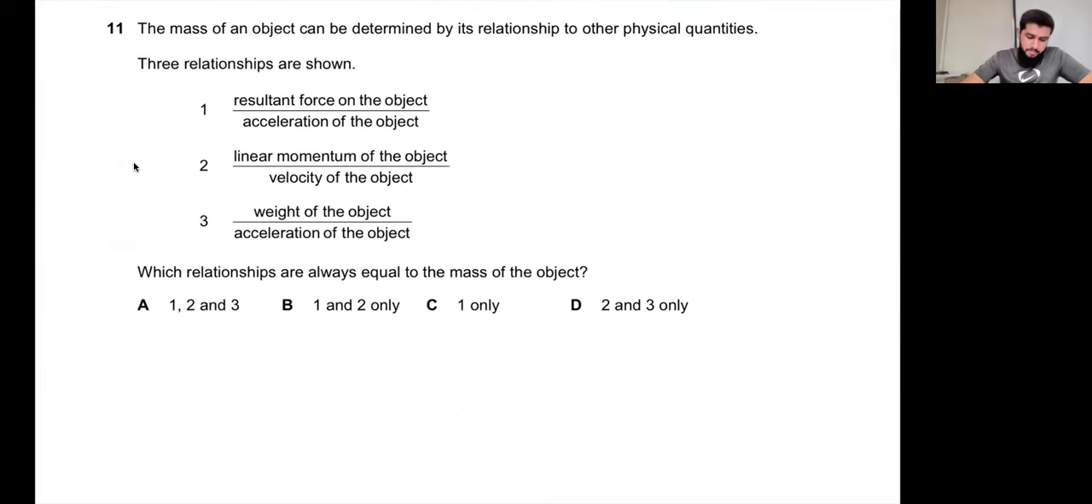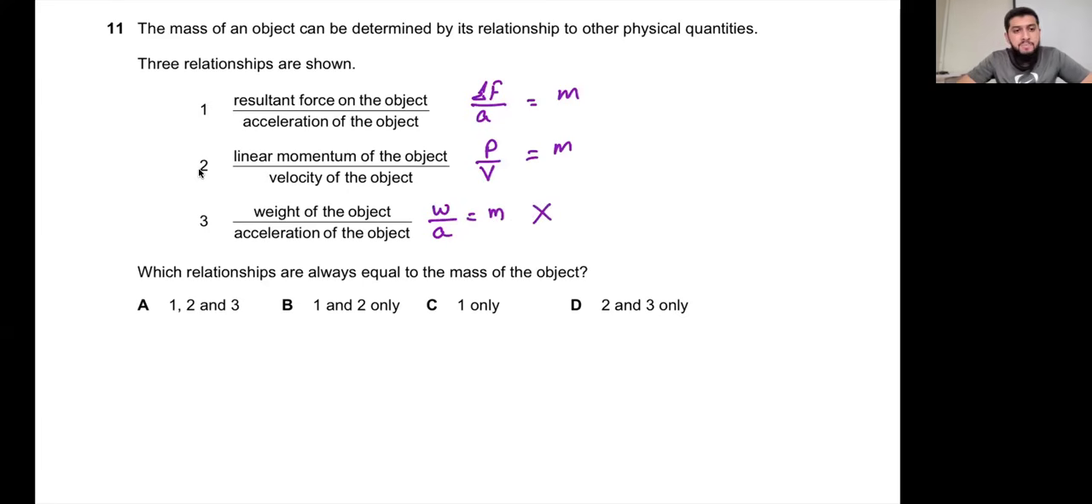Question number 11 says, the mass of an object can be determined by its relationship to other physical quantities. 3 relationships are shown. Resultant force on the object divided by acceleration. Resultant force upon acceleration, net force upon acceleration, that is equal to mass. Momentum upon velocity. Yes, that is equal to mass. Weight of the object divided by acceleration of the object. If I divide the weight by the acceleration, does that give me the mass? No.